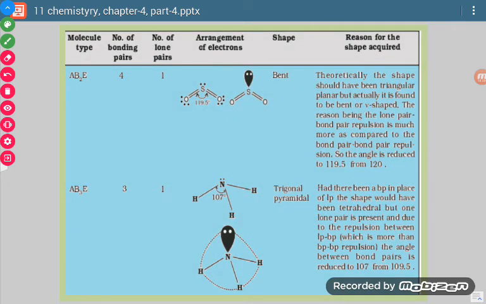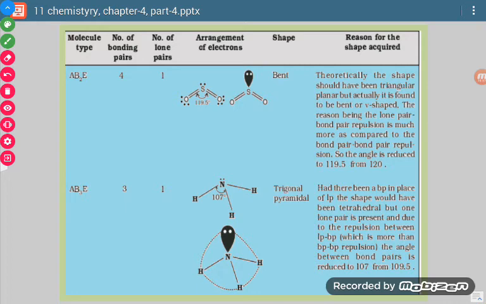Now we have discussed different types of categories of molecules in which there is presence or absence of lone pairs. Now let us discuss a few examples of all types.